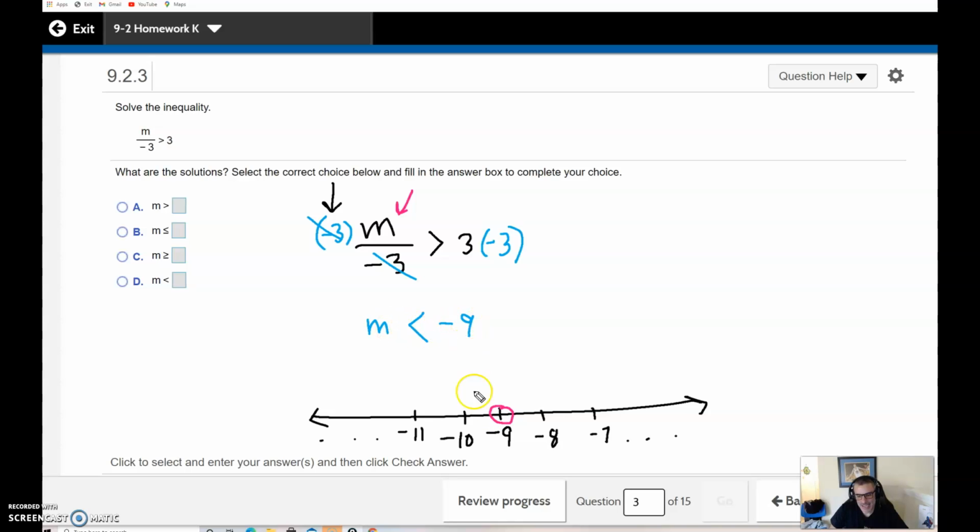But now it says m is less than -9, so my arrow goes this direction, because we flipped it. So let's see how this works. Now again, I'm going to skip to negative 12.